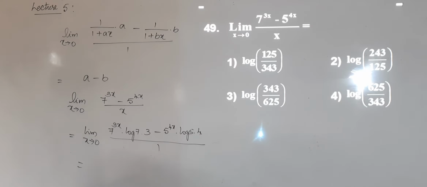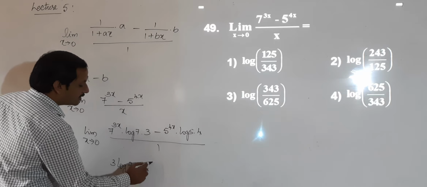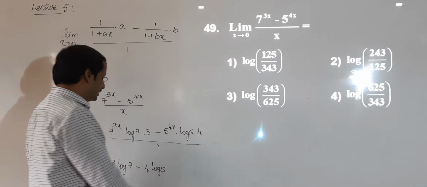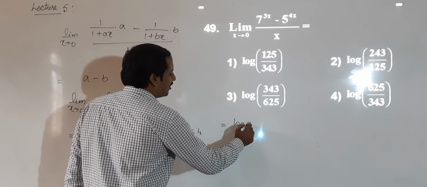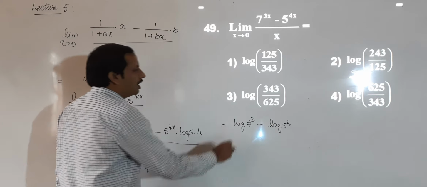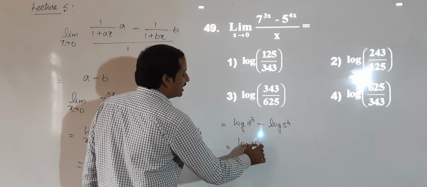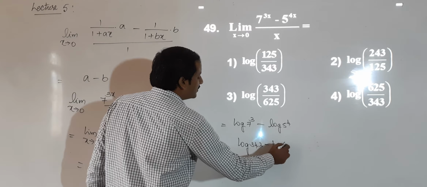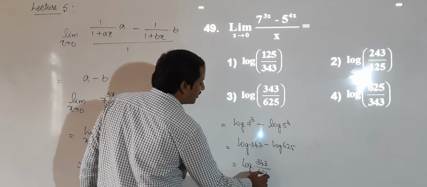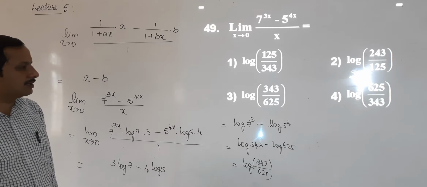Apply the limit now as x tends to 0. We get log 7 into 3, in other words, 3 log 7 minus 4 log 5. We don't have that option, so let us simplify. 3 log 7 can be written as log 7 cube, and 4 log 5 is nothing but log 5 power 4. 7 cube is 343, so log 343 minus log 5 power 4. 5 power 4 is 625, so log 625. The answer is log 343 divided by 625. Log m minus log n is equal to log m by n, which is the third option.